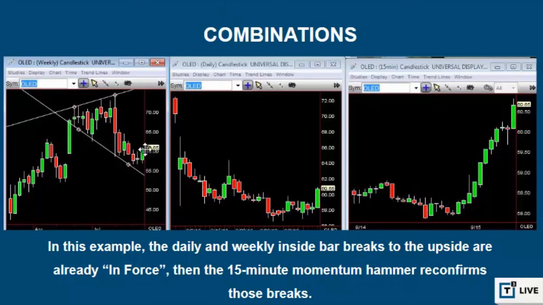This signal is in force for the rest of this day. This signal is in force so long as the week is still the same week and is above the previous equilibrium weekly high, which then gives us the opportunity to look for reconfirming signals. In this case, the momentum hammer here, which goes in force above the hammer. At this point, we have 3 actionable signals in force, thus the combination.